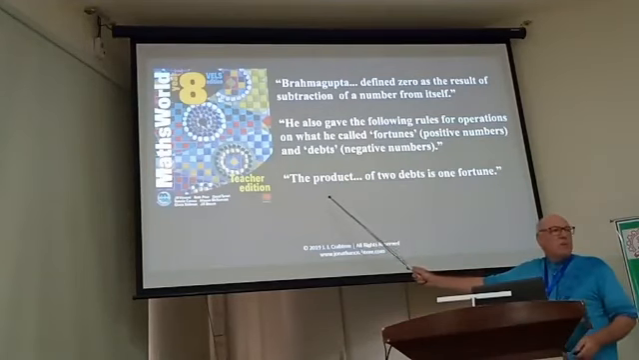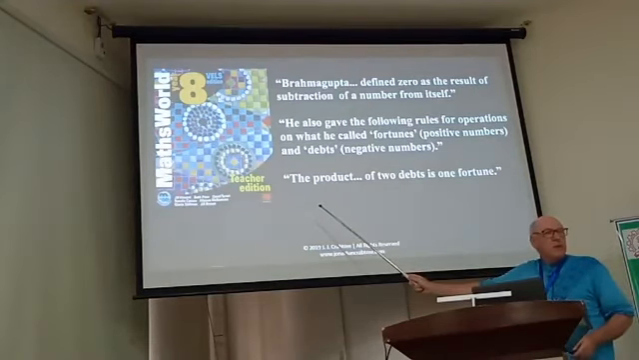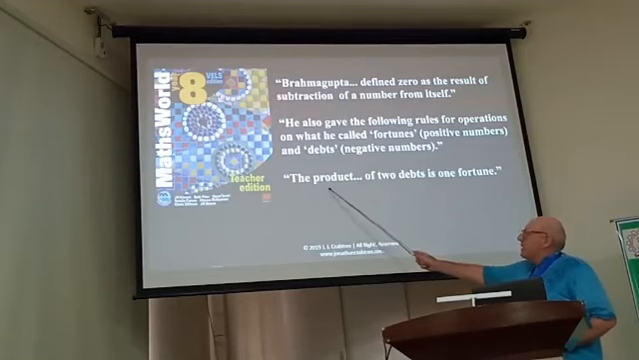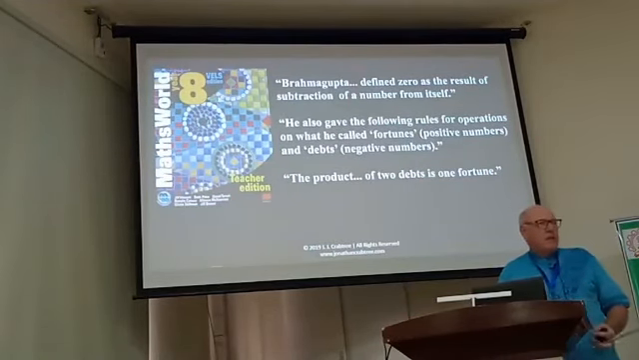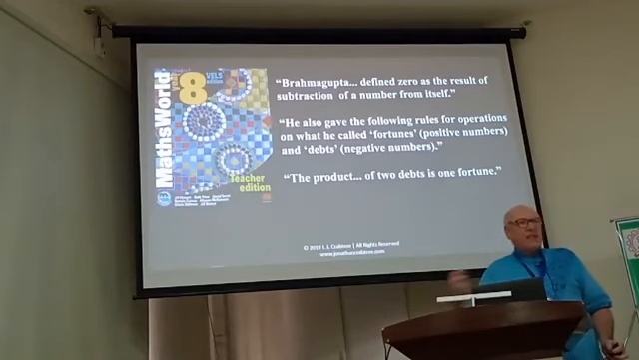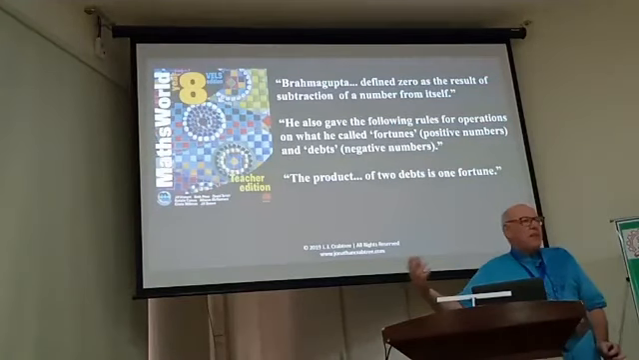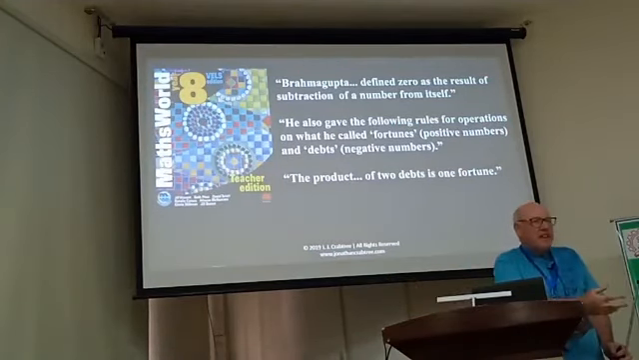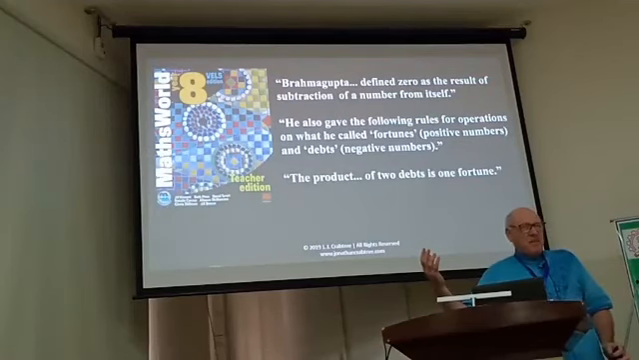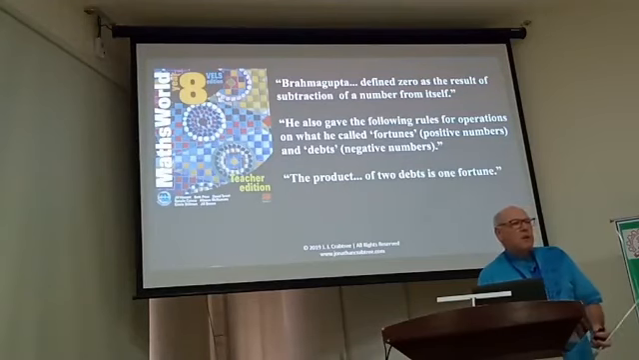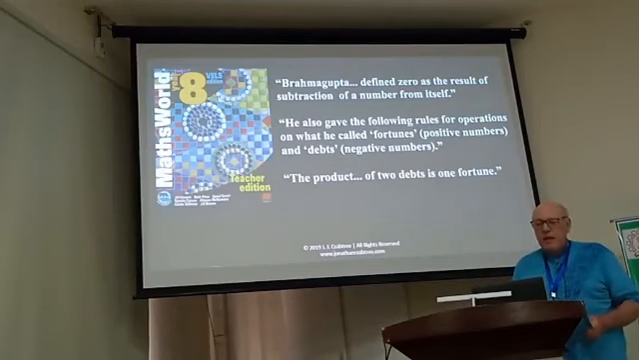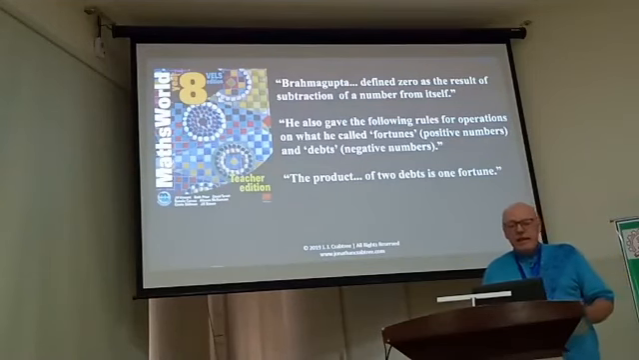So typically what we see in the West, when people do quote Brahma Gupta, is something like the product of two debts is one fortune. Now, I'd love that secret, because then people could multiply their mortgage by their credit card debt and become rich. But that's absolute nonsense. You cannot multiply debt by debt for the simple reason you cannot multiply two nouns together. One of those numbers has to be a number and an adverb.